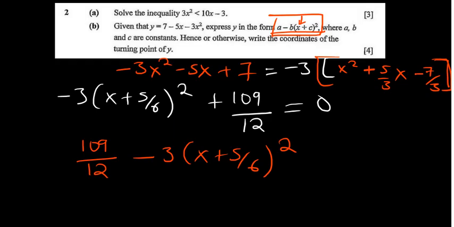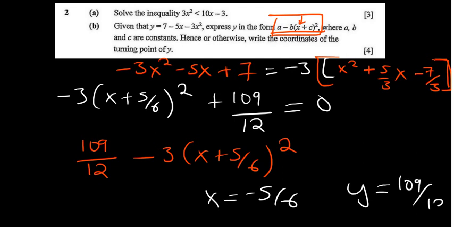And so now write the coordinates of the turning point of y. In case they want the full coordinates, the x coordinate is whatever makes the bracket equal to 0, so x becomes negative 5 over 6. For the y, it's just 109 over 12. So if you want the full coordinates of the turning point, it's negative 5 over 6, 109 over 12.